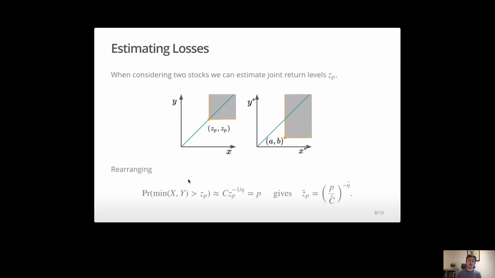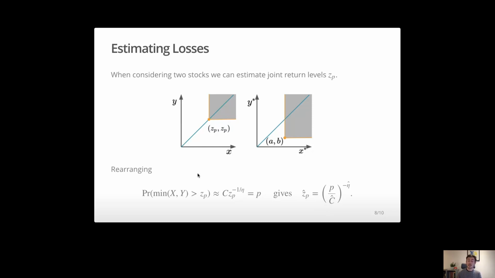Using our Hill-based estimator from earlier, what we can see is that if we plug this into our approximate joint survivor function and do a bit of rearrangement, then we can estimate our joint return level ZP as Z hat P, where this is given by our probability p divided by the estimate of c that we obtained on the previous slide, raised to the power minus our estimated eta, again, which we obtained on the previous slide. So what this ZP is giving you is the value on standard Fréchet margins that is exceeded by both x and y with probability p.